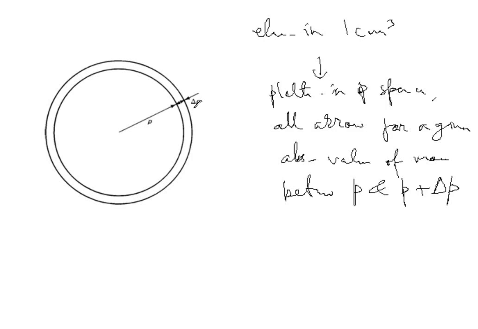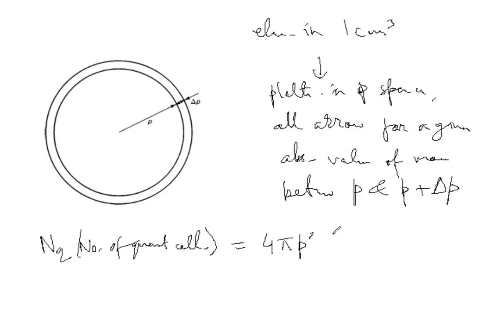Okay. Then what about the number of quantum cells corresponding to these momenta between P and P plus delta P? So the number of quantum cells corresponding to momenta between P and P plus delta P is how much? This is just equal to, you see, 4 pi P square delta P divided by H cube. Right? Okay. So volume of the shell divided by H cube. Now, this is just the number of quantum cells.